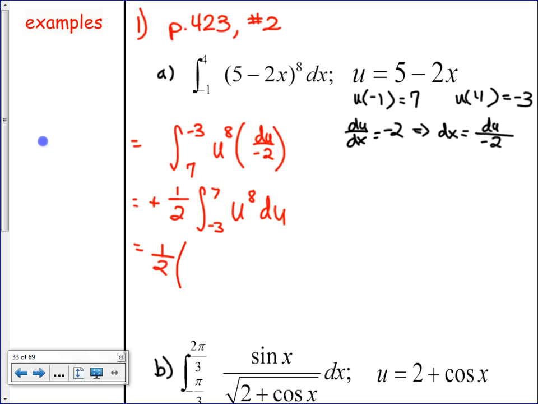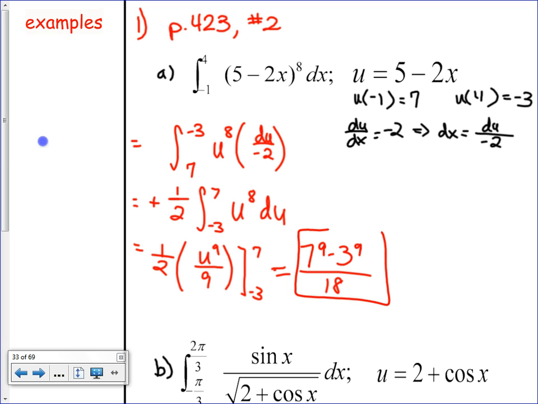I have 1/2 times u to the 9th over 9 from -3 to 7. My signs are all perfect. I can just go plugging and chugging. I end up with 1 over 18 times 7 to the 9 minus 3 to the 9. Let's just say, hey, amazing, let's stop. Are we good on the signs? Are we good on the bounds? Are we good on a lower is a lower and an upper is an upper? Does that make sense?